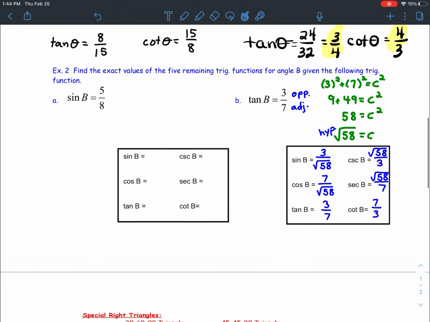Okay, so let's look at the next set of problems here. Again, they're saying to find the exact value, so I shouldn't be writing down any decimals at all, of the 5 remaining trig functions given for angle B in the triangle. So they give us one trig function to start out with. They give us sine. I'm going to fill that in. I know that sine is 5 over 8. Now, if I know that, I could fill in cosecant, because that's the reciprocal of sine. I could fill in 8/5.